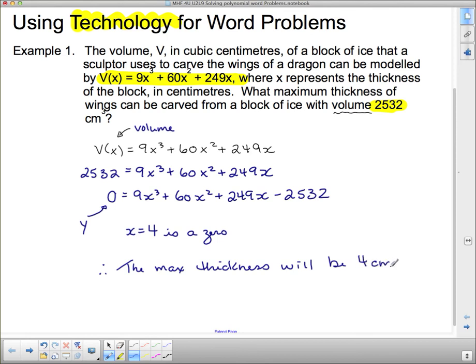4 centimeters cubed. Now if we take a look at the question, make sure this makes sense: what maximum thickness of wings can be carved from a block of ice with this volume? Well, if it's this volume and we have this equation, this is the thickness of the block of ice, so the wings can't be any thicker than the block of ice that we started with.